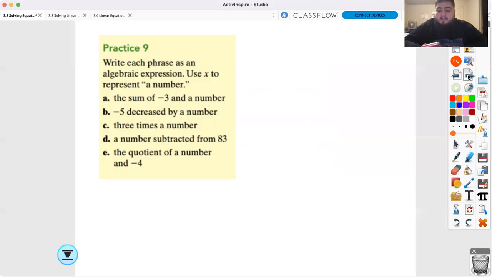And don't forget to write the expression in the chat. So for A, make sure you write the letter A first, and then your answer, whatever you have, then B, and so on. You know what I mean? Each one. So good luck.